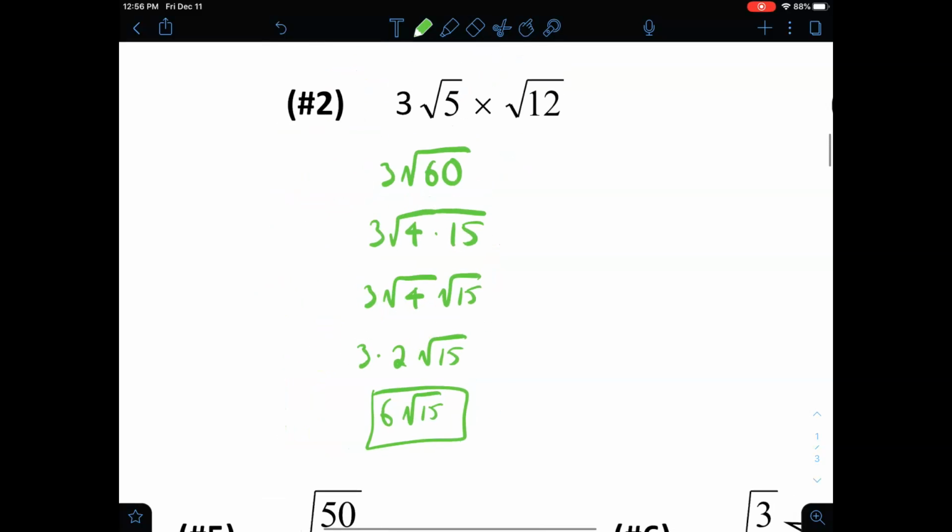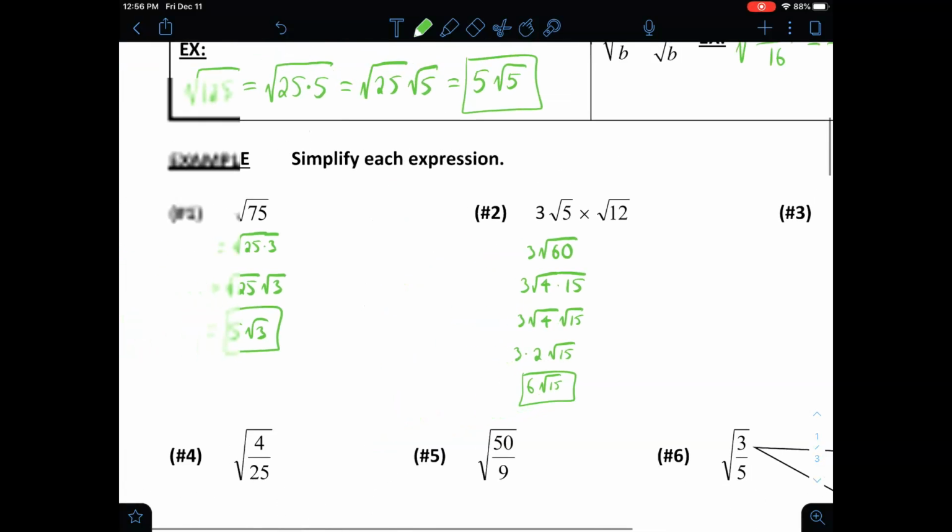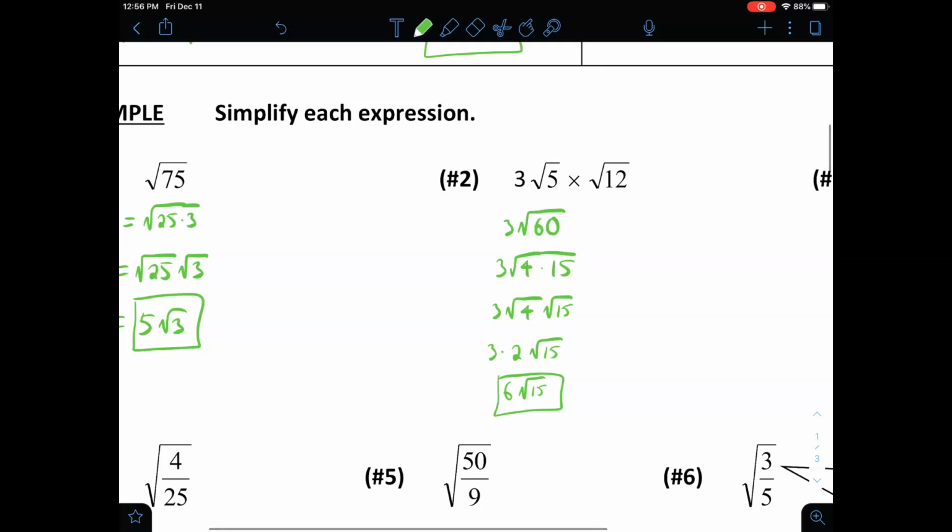So if you're going to plug both these into your calculator, this and this, they'd be the exact same thing. It's just simplified, basically. Okay? And this is 6 times square root of 15. You can have whole numbers in front. It's just you can't combine them because this is a whole number and this is a radical. But that would be your final answer, okay?